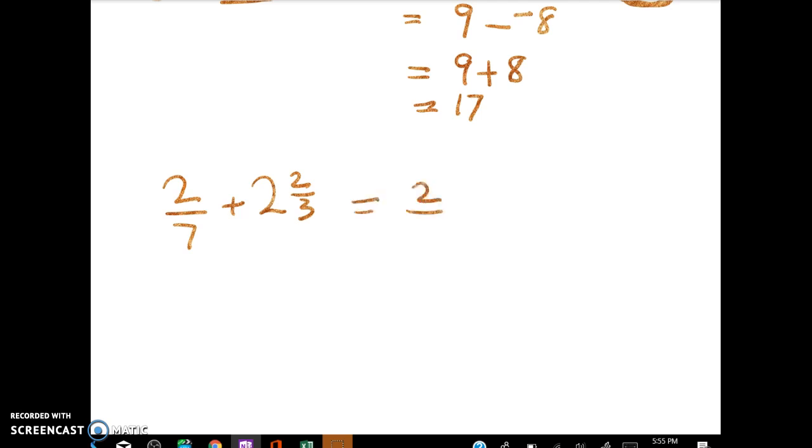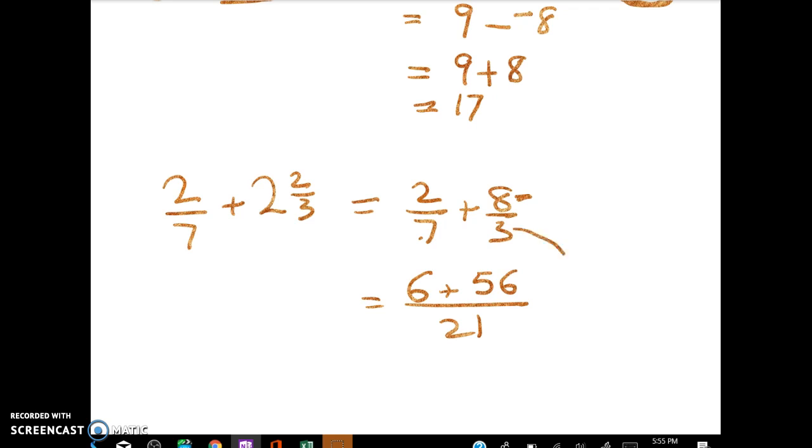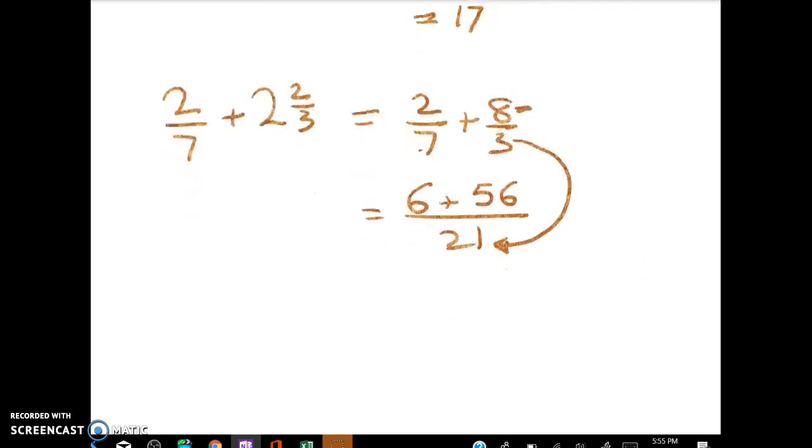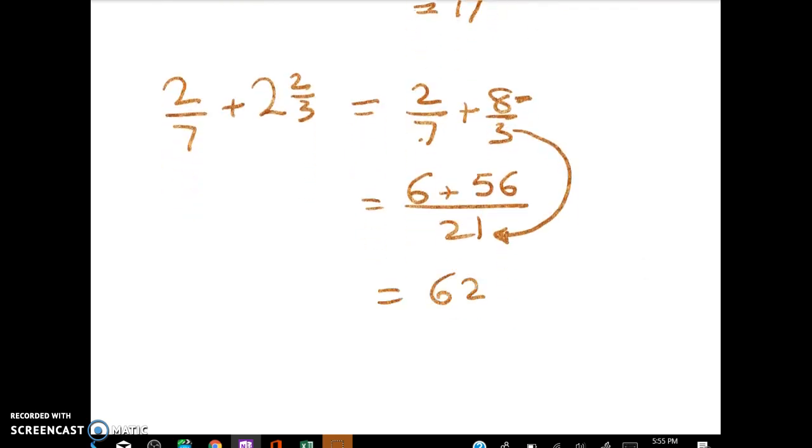Well, I can do it the slow way, which is to go 2 sevenths plus 8 thirds. And that's not too bad here. I can get a common denominator. 7 times 3 is 21, so it's going to be 6. And then 8 times 7, 8 sevens are 56. So I'm looking at how I got from there to there. That gives me 62 over 21, which is 2 and 20 over 21.